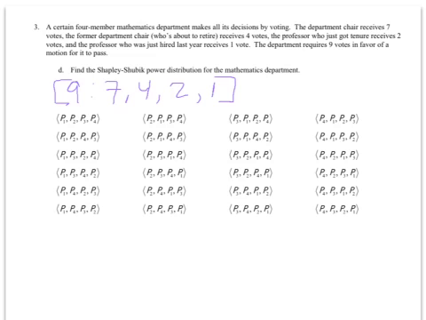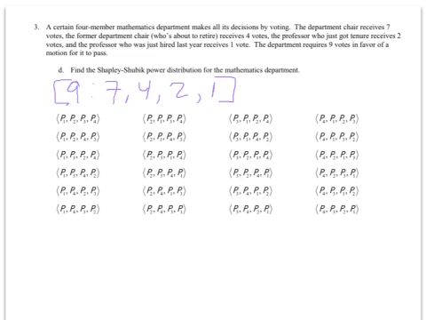Now, in each coalition, I have to decide which player is the pivotal player. So you do that by checking each player from left to right and adding their votes one at a time. And as soon as you meet or exceed the quota, the player whose votes put you over the top is the pivotal player. So let's look at the first sequential coalition.